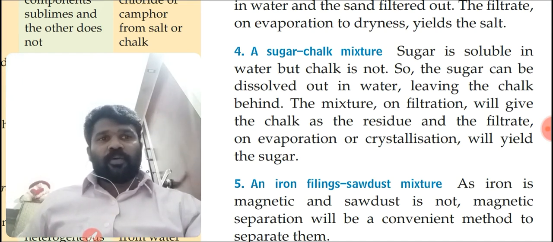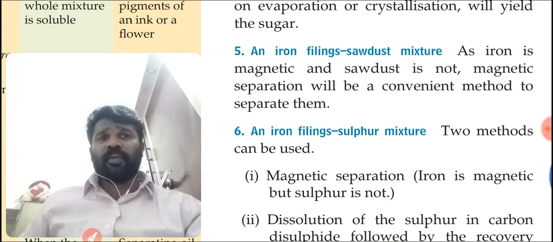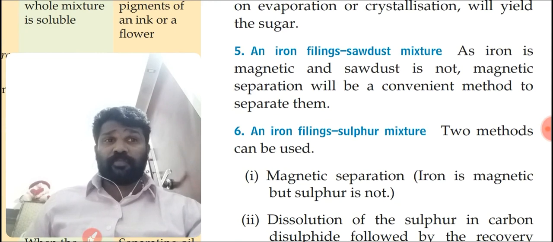The mixture on filtration will give the chalk as the residue, and the filtrate on evaporation or crystallization will yield the sugar. Next, an iron filings and sawdust mixture. We know that iron is magnetic and sawdust is not. So the magnetic separation method can be used here.